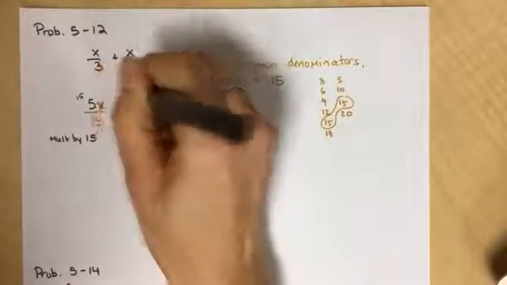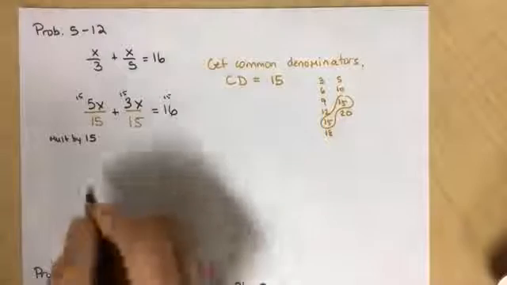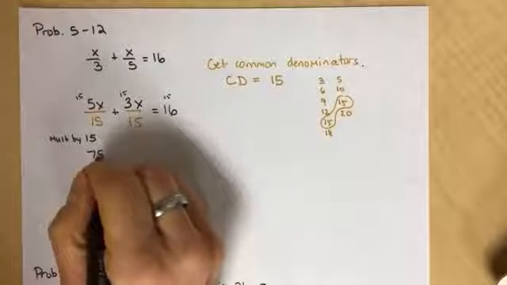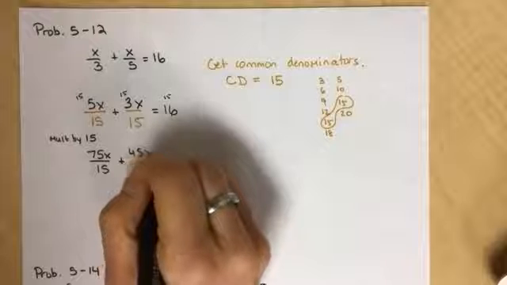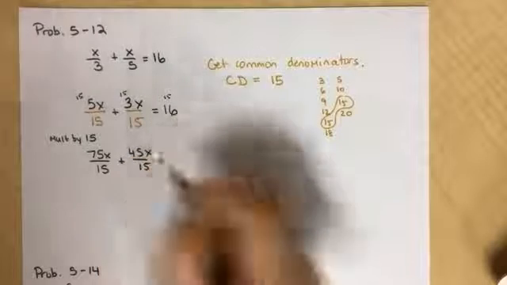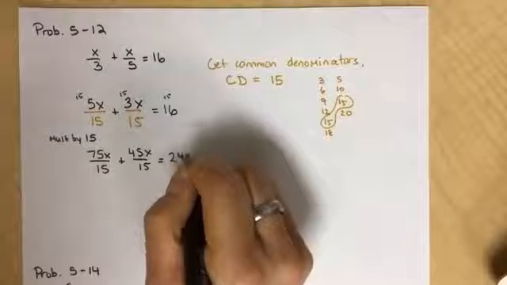Sometimes I like to write it up above. I mean, it is going to multiply to the numerator anyway, so sometimes it's helpful to do that. And I get 75x over 15 plus 45x over 15 equals 240.